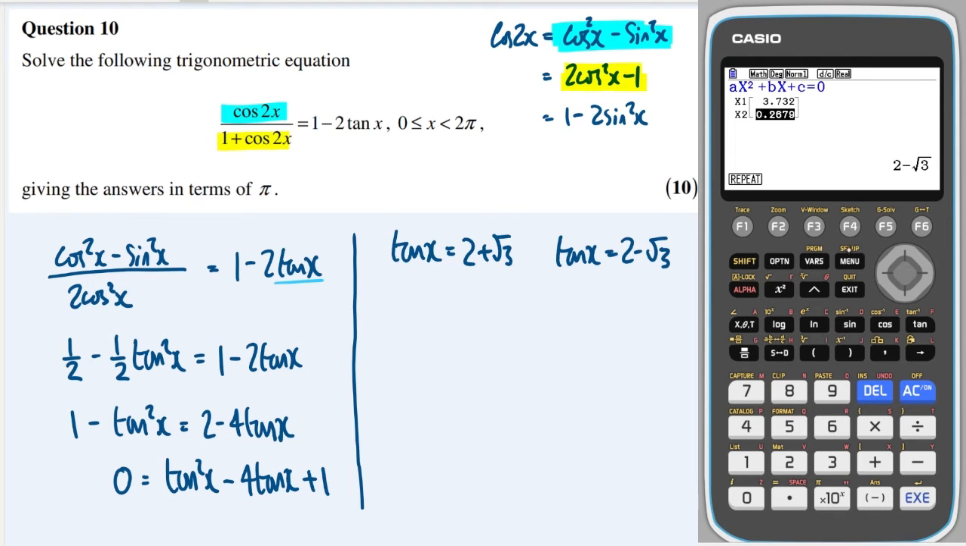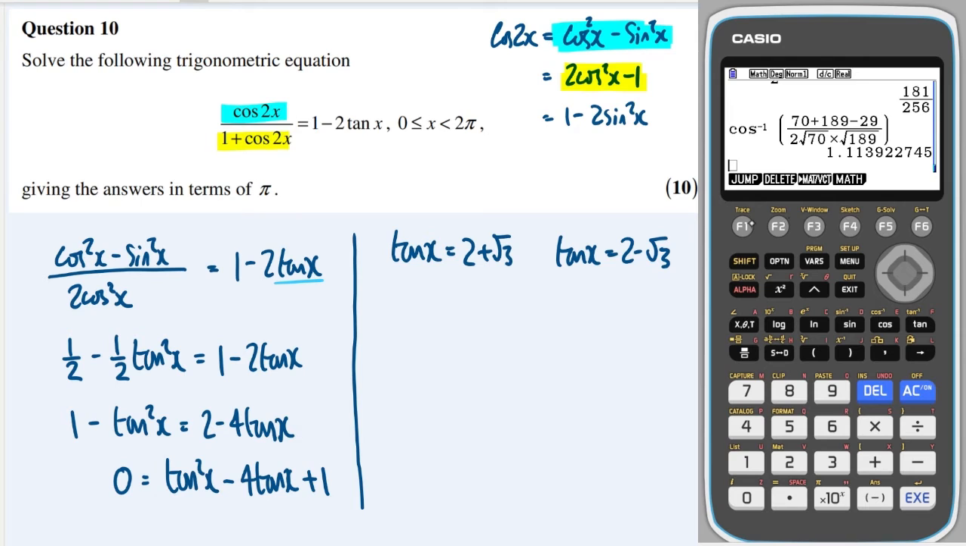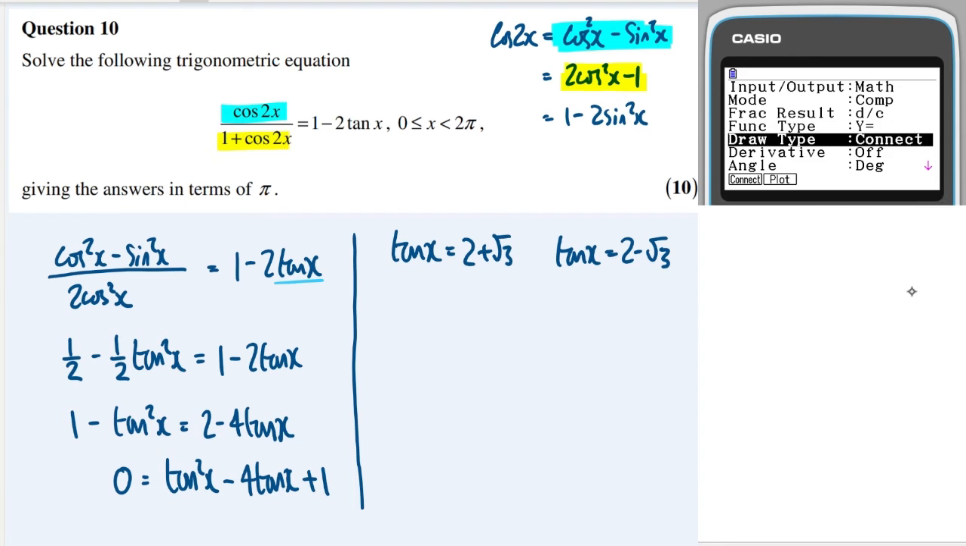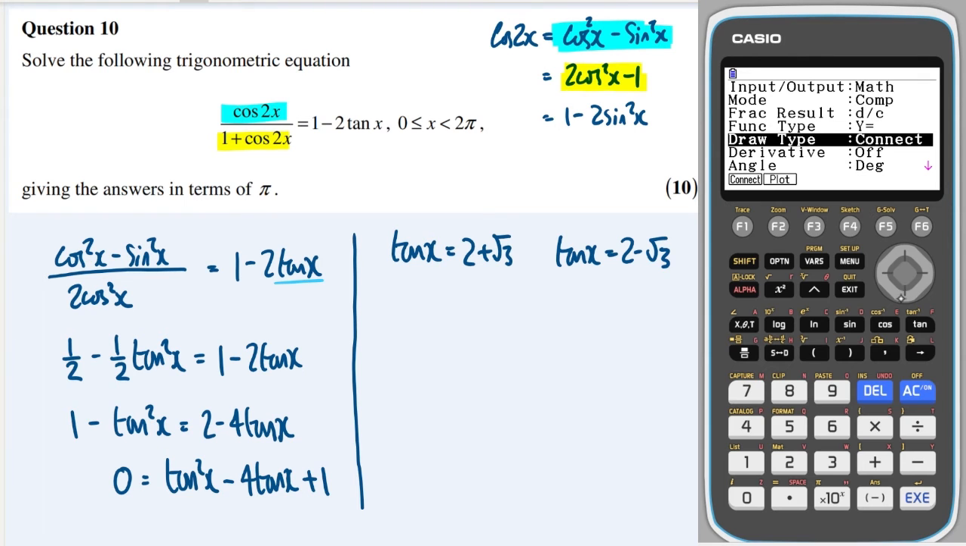Okay, great. Then I'm going to go to my calculator and I'm going to make sure that I'm in the correct mode first. I need to be in radian mode because you can see the range is in radians.